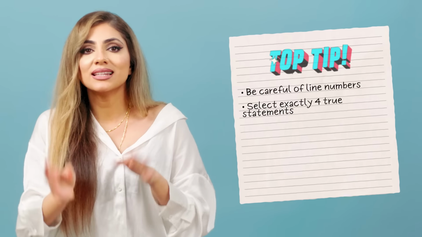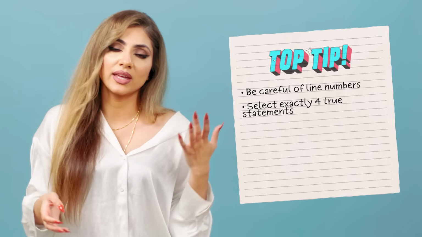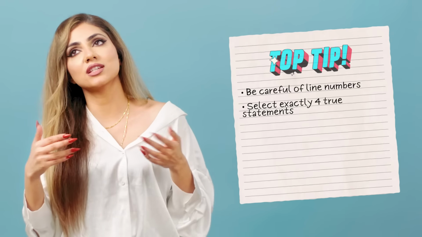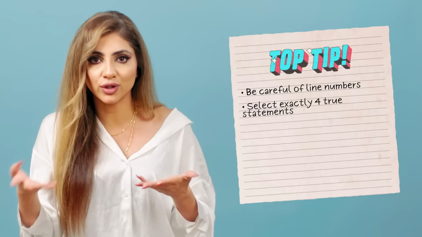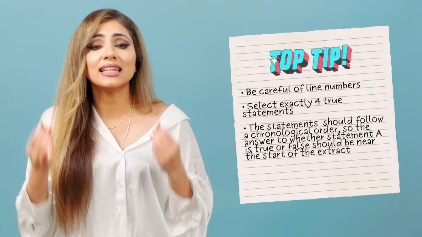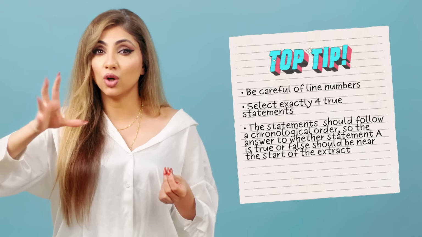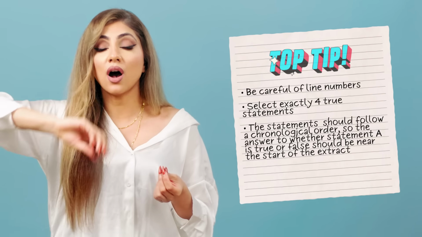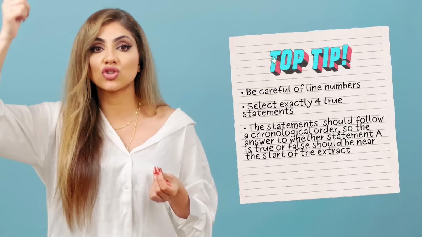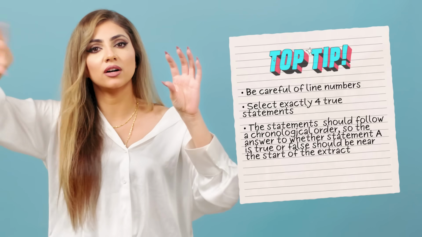So please be careful. The easiest way to avoid this from happening is quickly draw a box, maybe in a different colored pen, around the lines they've given you, and then you're just always going to make sure you stick in that box. Don't select 5 answers that you think are true. And don't select 3 answers because you couldn't think of a 4th one. Make sure you give 4. You're looking for 4. The statements they give you are probably going to follow a chronological order. So the answer to whether statement A is true or false should probably be near the start of the extract. And the answer to whether H is true or false should probably be near the end of the extract.